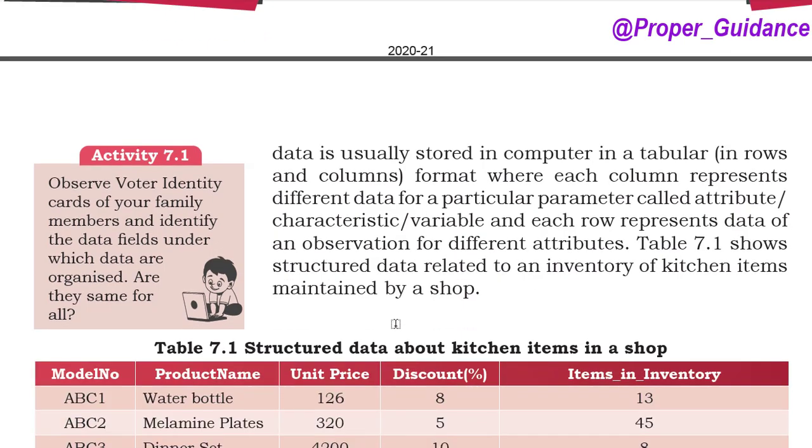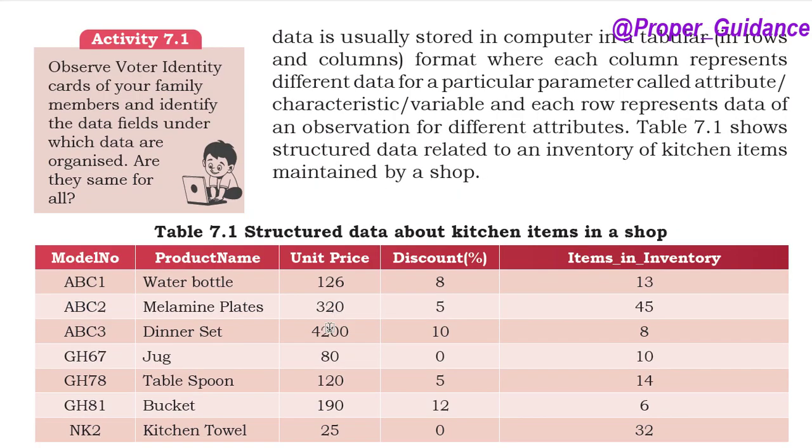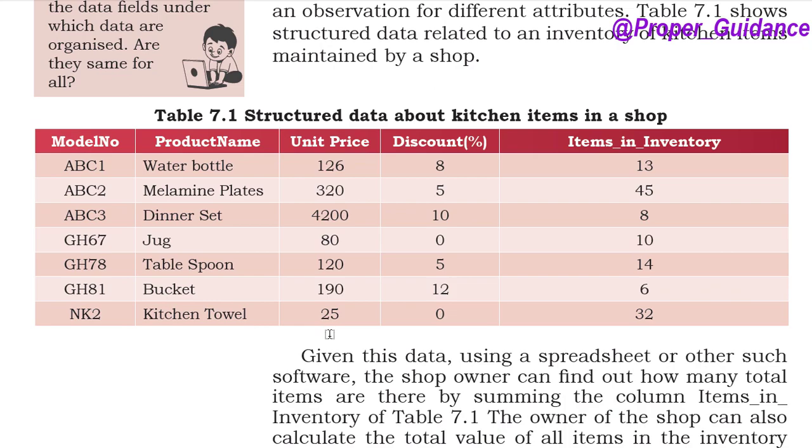Structured data is usually stored in a computer in a tabular format where each column represents different data for a particular parameter called an attribute, characteristic, or variable, and each row represents the data of an observation for different attributes. Here is structured data about kitchen items in a shop. Look, here is a chart with model number, product number, unit price, discount, items in inventory, and all these things. So this is completely structured.